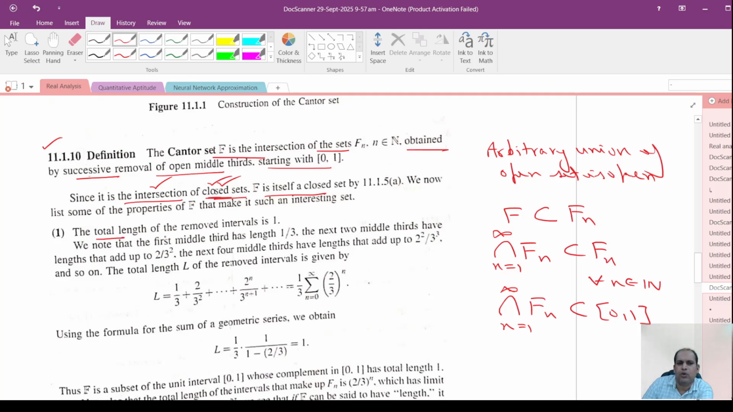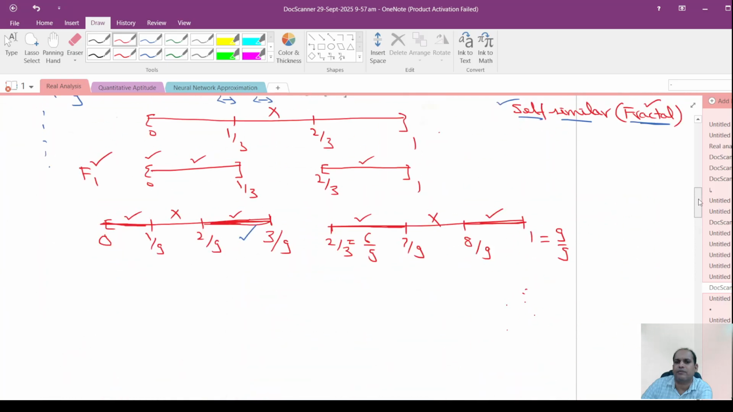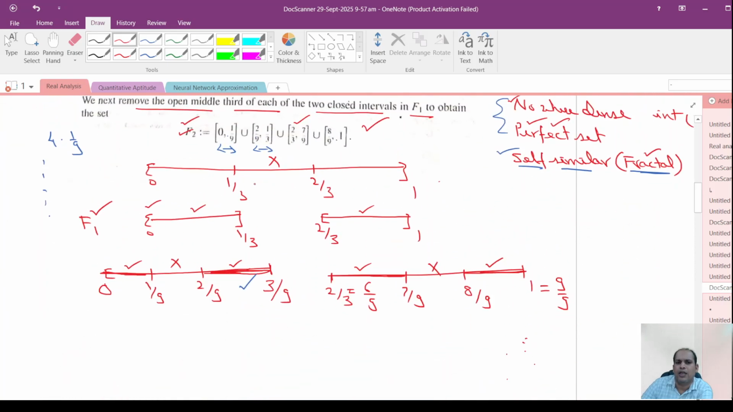See, the claim is that the total length of the removed intervals is 1. We note that the first middle third has length 1 by 3 because we have removed the interval from 1 by 3 to 2 by 3, and the length of this is 2 by 3 minus 1 by 3, which is 1 by 3. In the next part, we have removed 2 middle thirds, each of length 1 by 9. Here we have removed two such intervals, the length of each of them is 2 by 9 minus 1 by 9, that is 1 by 9.